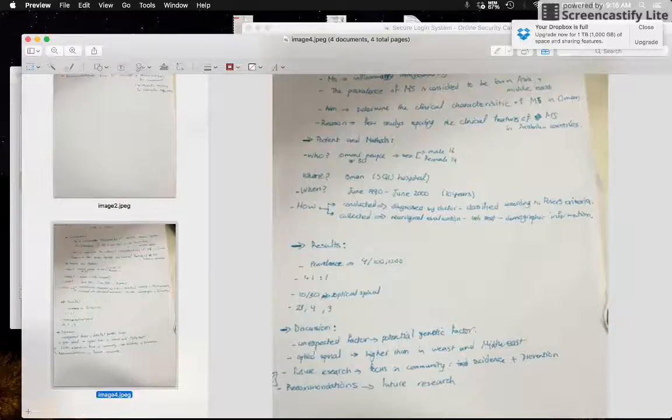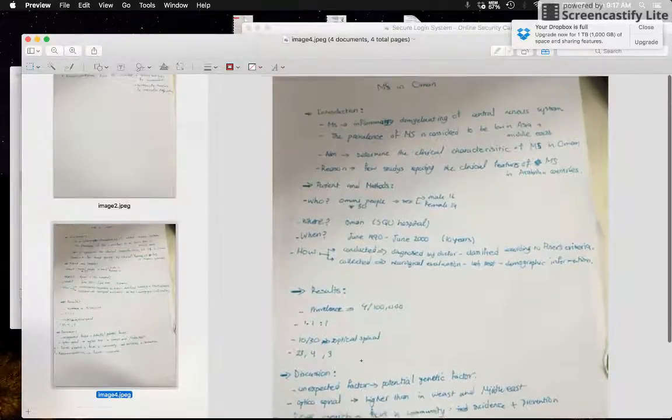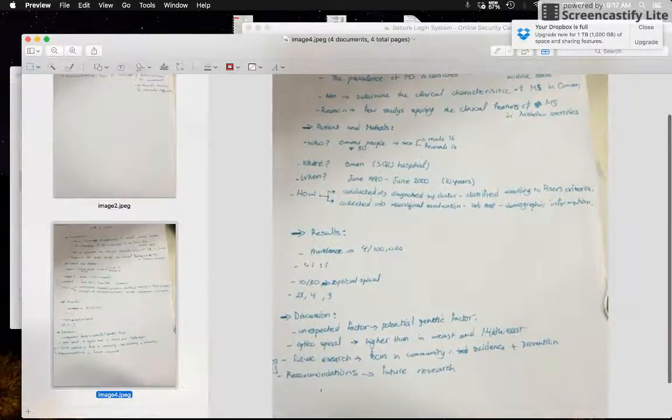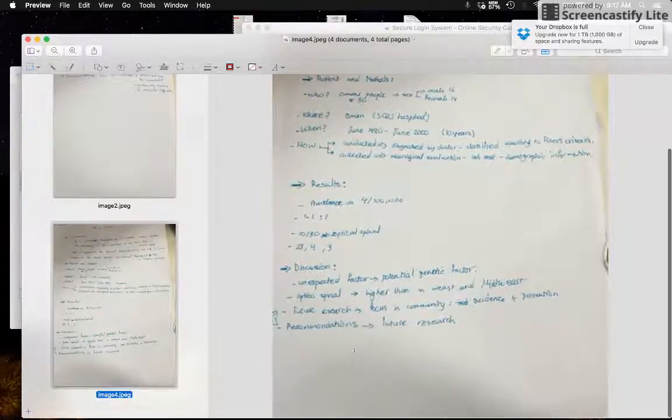Okay, discussion, unexpected factors, potential genetic factors, optical spinal problems, good. You need to talk about the prevalence, okay? So what the prevalence was, the fact that it was very low in Oman. I mean, the title of the article was that it's MS in Oman, right? So we would be talking about the relevance there. So you're sort of missing that information there.